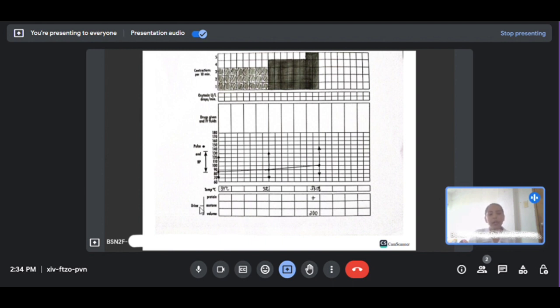For the urinalysis of the patient, there is a presence of protein in the urine. As you can see here, positive protein. So it can also be an indicator for preeclampsia or pregnancy-induced hypertension. Then the urine volume is 200 ml. So that's all for the interpretation of the partograph.